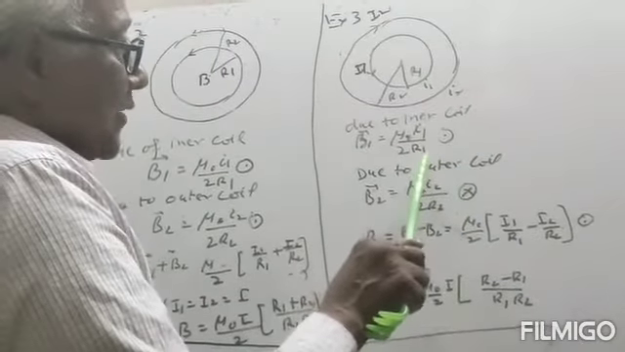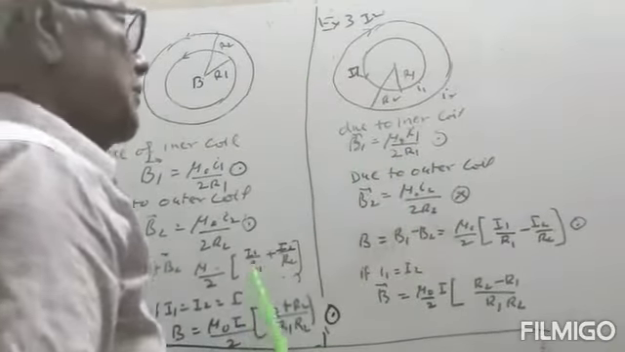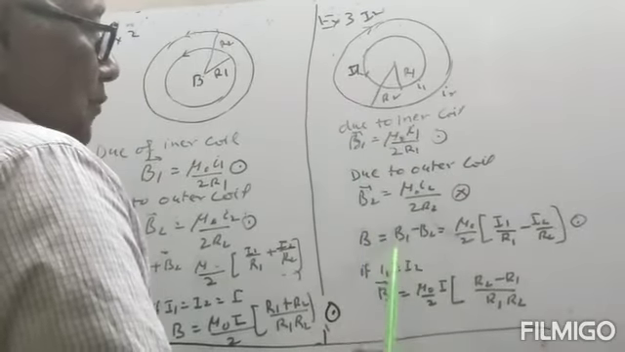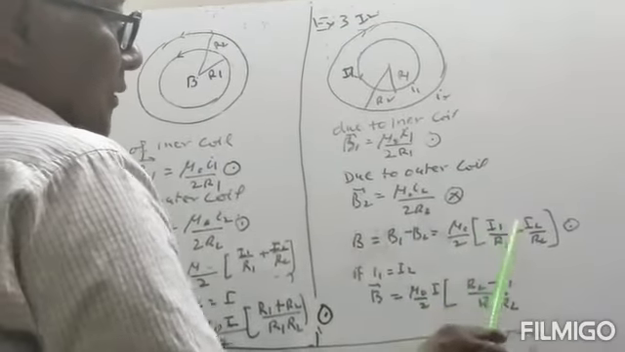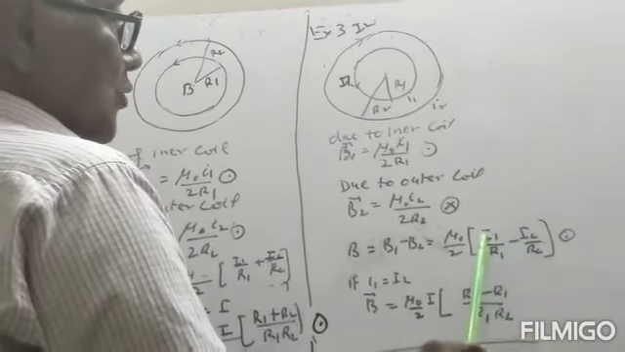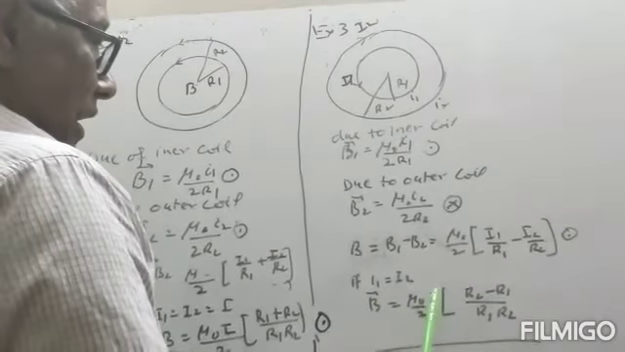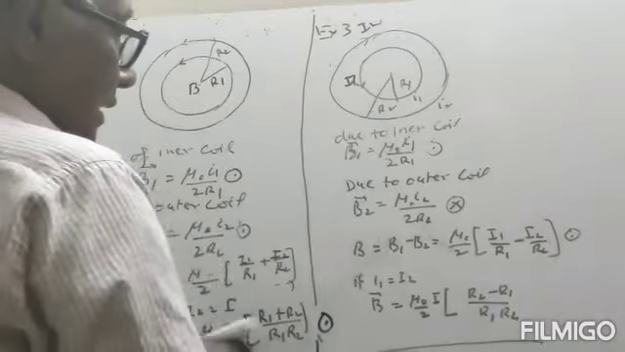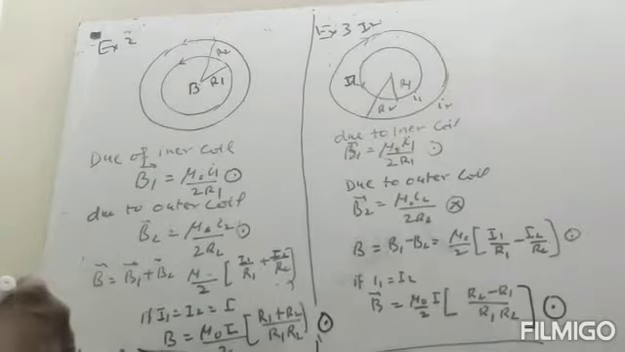Since R1 is less than R2, therefore B1 will be greater than B2. So the total magnetic field B will be equal to B1 minus B2. This will be equal to mu0 by 2 times (I1 by R1 minus I2 by R2). If I1 and I2 are the same, then B will be equal to mu0 I by 2 times (R2 minus R1) divided by R1 R2, and its direction will be perpendicular to the board, outward.